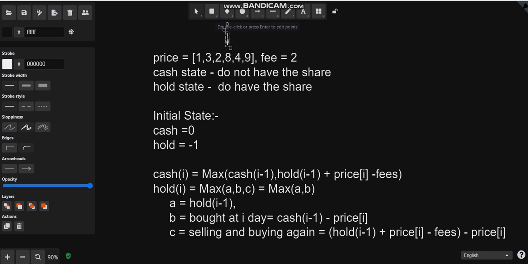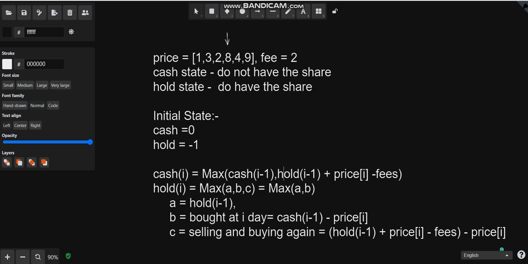So that is the way to think about it. Until the previous day we were having the share, and on that particular day we just sold the share. So that is one possibility which comes at this position. So the hold part, right? Until one day prior we were holding the share, and since today we sold the share.